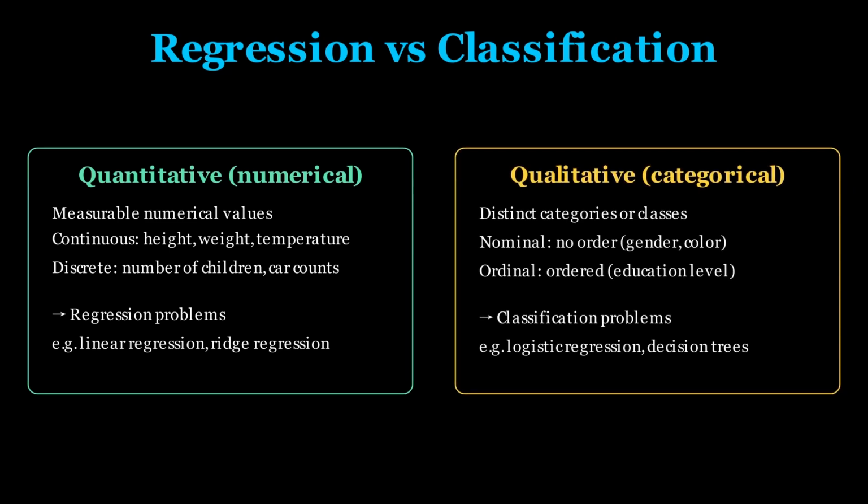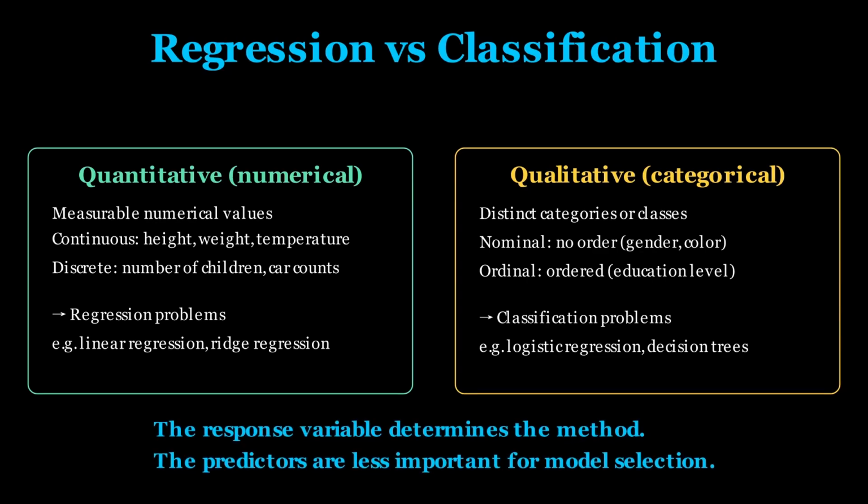Qualitative variables, also known as categorical variables, take on values that represent distinct categories. They can be nominal, purely categorical without any order, or ordinal, with a defined order but no meaningful intervals. Problems with a qualitative response are typically known as classification problems, using methods like logistic regression and decision trees.